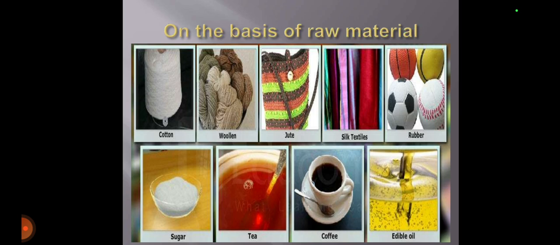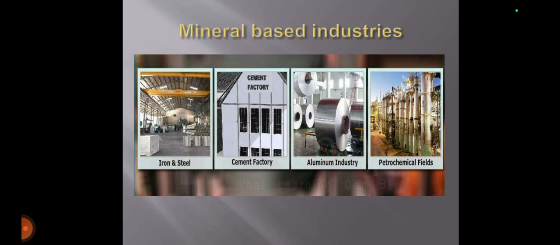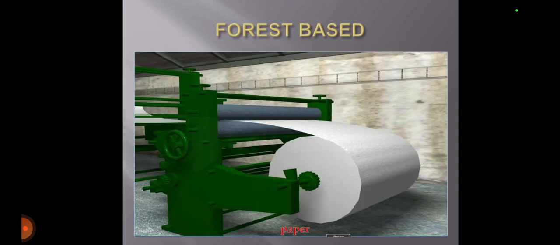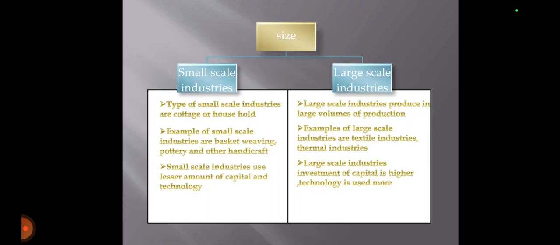See the picture: cotton, woolen, jute, silk, textile, rubber, sugar, tea, coffee and edible oil. Mineral-based industry, see the picture: iron and steel and cement factory, aluminium industries and petrochemical field. Marine-based industry: seafood and fish oil. Forest-based, see the picture: manufacturing of paper.